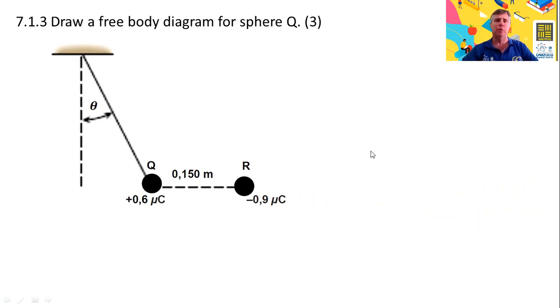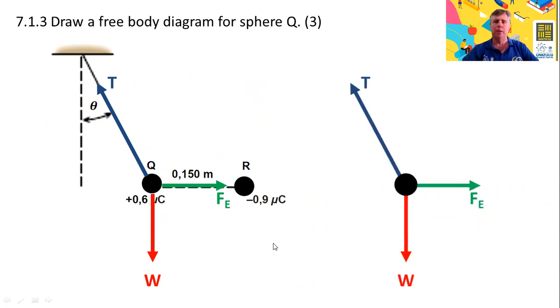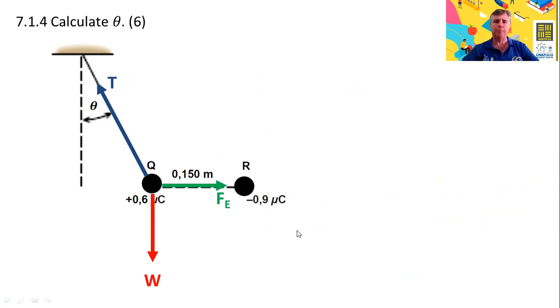First question says, draw the free body diagram. As we said, always start with the weight. That's the one that's always there and is always vertically downwards. Then we have the tension force in the string up to the left, and the electrostatic force, we can call it Fe, the Coulomb force of attraction, to the right. And we know it's attraction because we have a positive charge Q and a negative charge R. So that's our free body diagram for sphere Q.